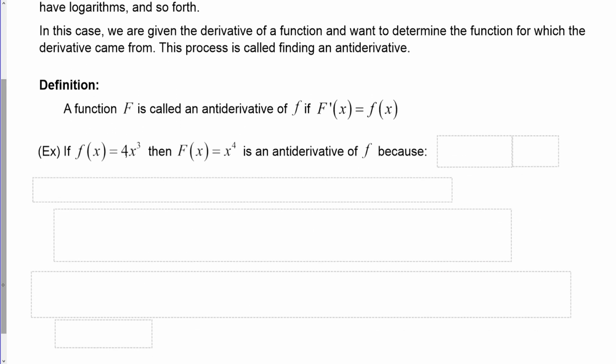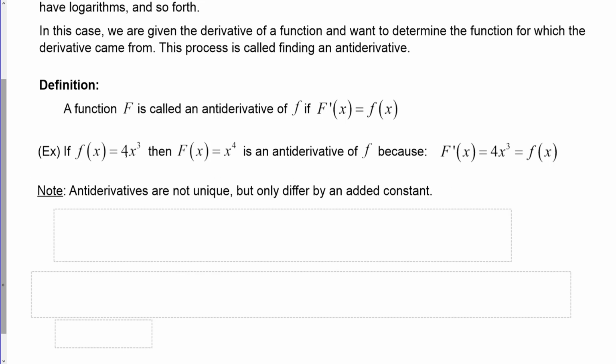For instance, if lowercase f is 4x to the third power, then capital F of x equals x to the fourth power is an antiderivative of f, because if we took the derivative of x to the fourth power, we would bring the exponent down and subtract by 1. That would be 4x to the third power, which is equal to the lowercase f that I originally defined. So capital F of x is an antiderivative of lowercase f.